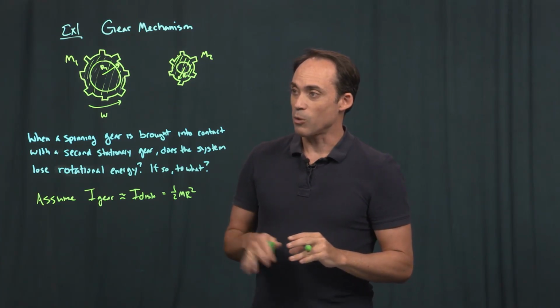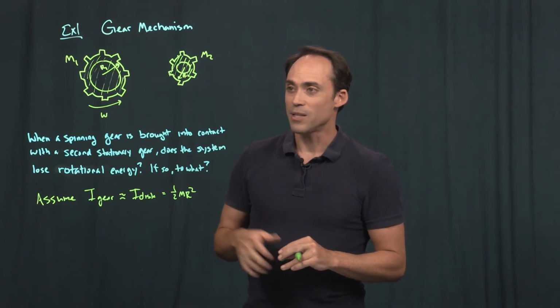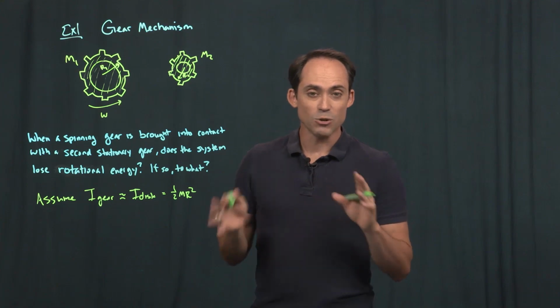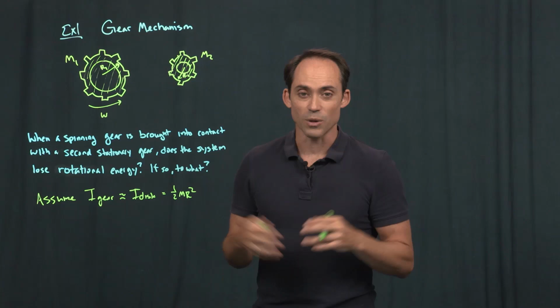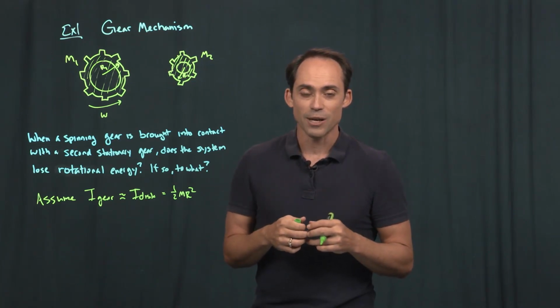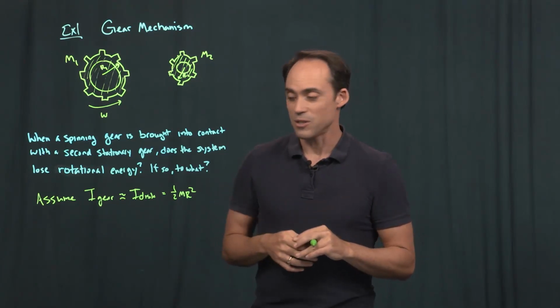We're starting off with one gear that's rotating at an angular rate omega. It's going to come into contact with an initially stationary gear. And I'm going to assume for this problem that there's no external torques acting on these gears. When they come together, they link up. That's an internal interaction, but there's nothing external to the system that's causing a torque on either of these gears.